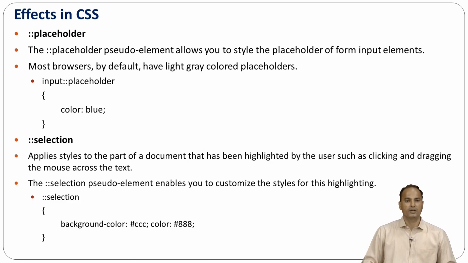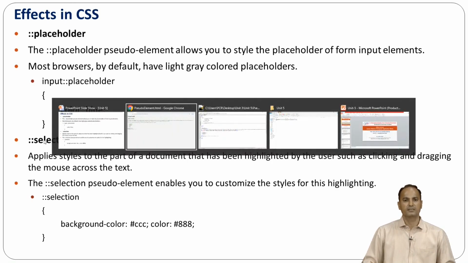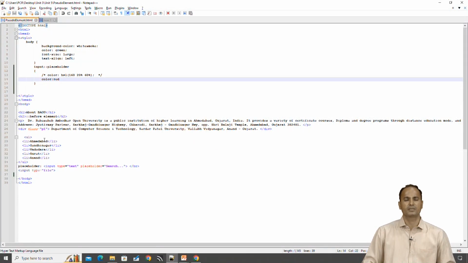The selection pseudo element enables you to customize styles for this highlighting. Okay, let's go for that. What it does is simply help us. Sometimes we need to drag or select content on a web page. Whenever we are dragging or selecting any text on the web page, it must be highlighted so that we can come to know that this is what I have selected. So for this purpose, the selection pseudo element is used and it helps us to highlight such kinds of things. Let's see practically how the selection pseudo element works.